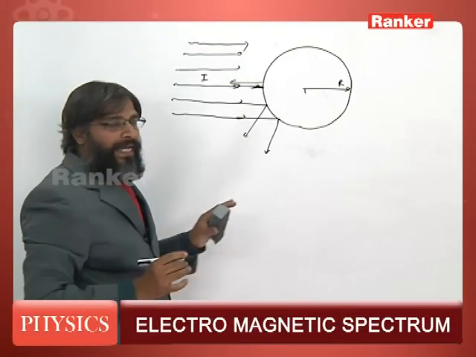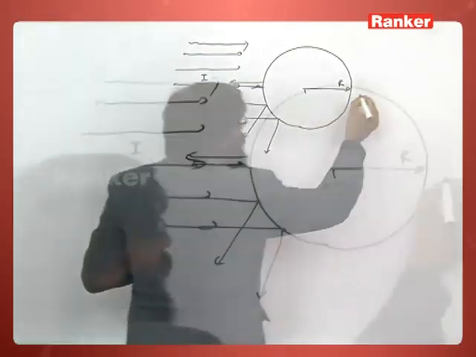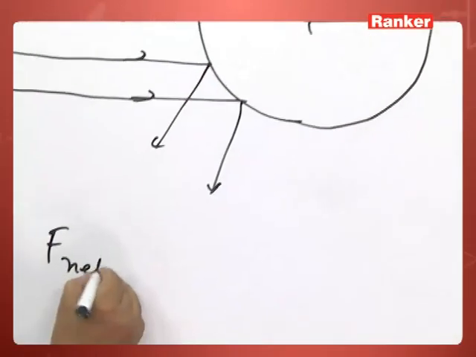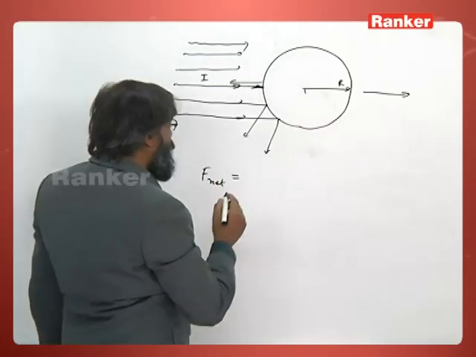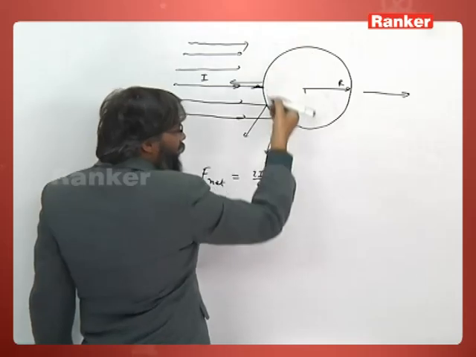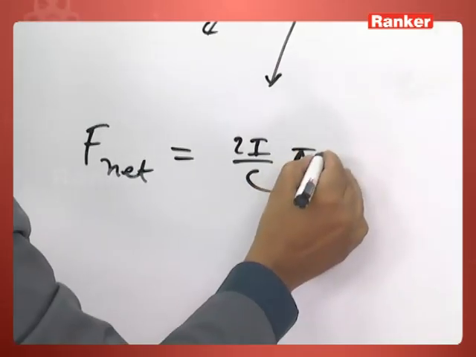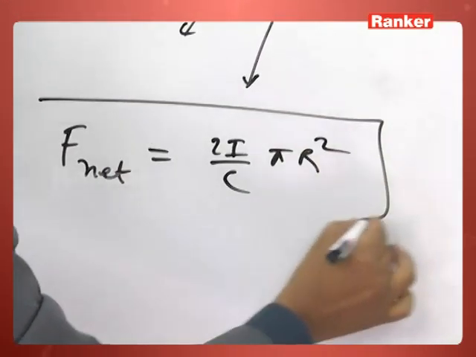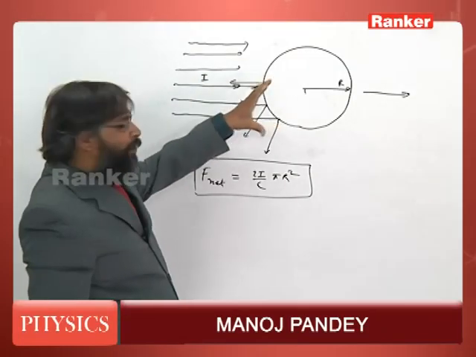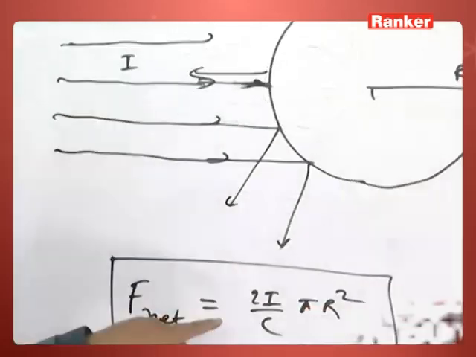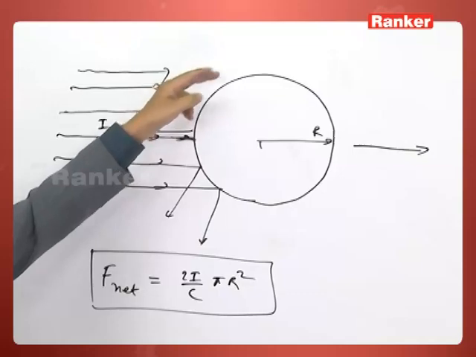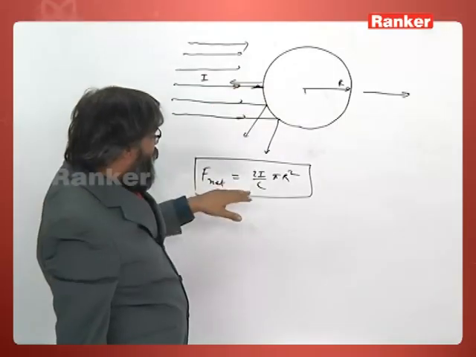So in a similar manner, we can get the result that the net force F acting on this sphere will be equal to 2I by c. The cross sectional area will be taken into account as we have done in our previous problem. So in this sphere also we will get the same type of force because of the same symmetry as the hemisphere, so we will get the same result.